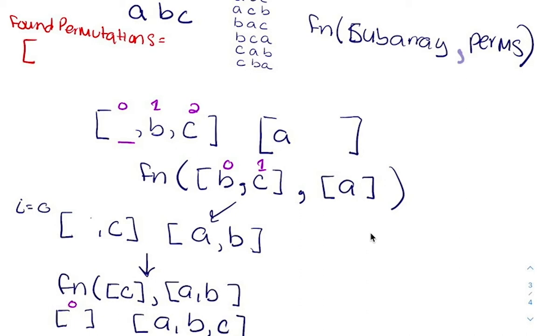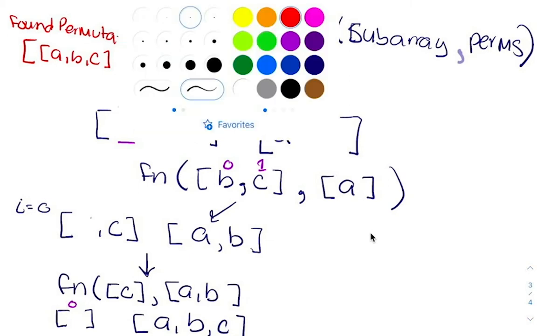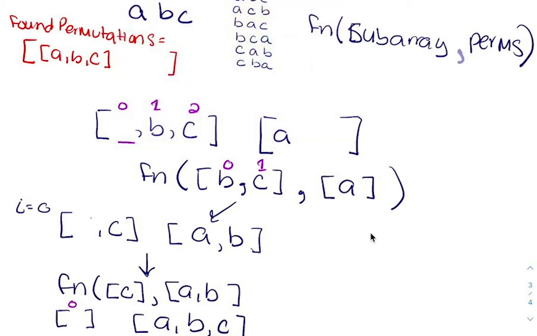So this is going to be an array of arrays. So we've found our first permutation, A, B, and C, right? All right, so then we would go back up, because we still have calls sitting on the call stack. We would basically go back up to right here. We haven't completed this function yet.